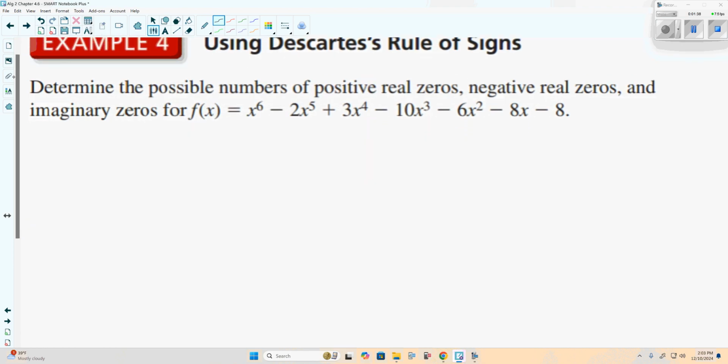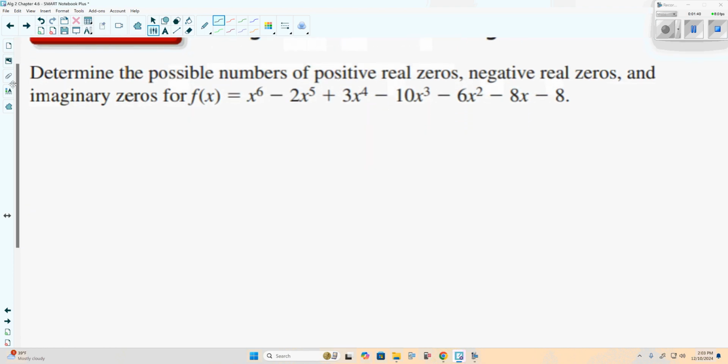So if we look at this here, determine the possible number of positive real zeros, negative real zeros, and complex or imaginary zeros. We can just take f of x. We could rewrite it if we want, but we're looking for the number of sign changes for positive. Okay? We're ready for this.